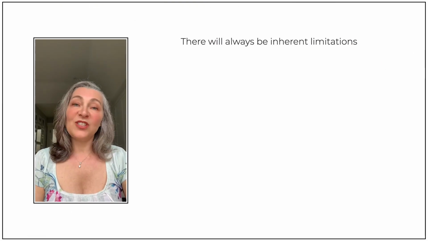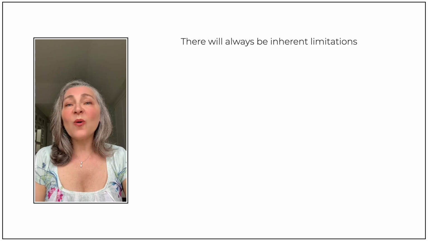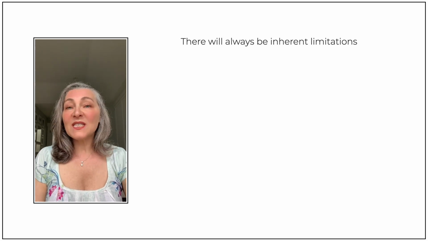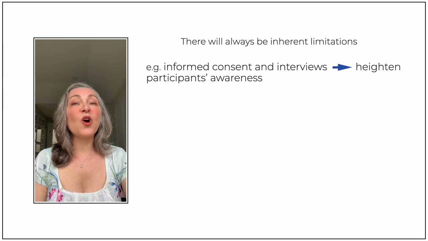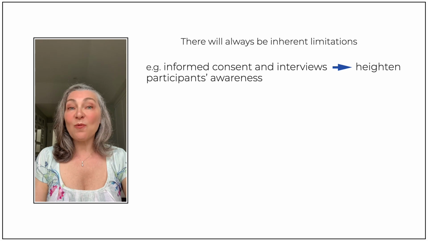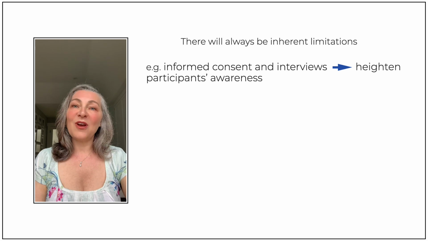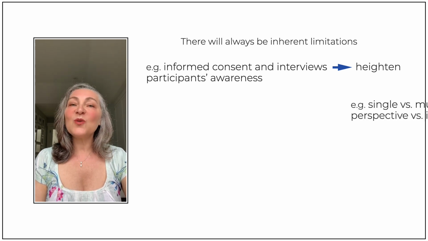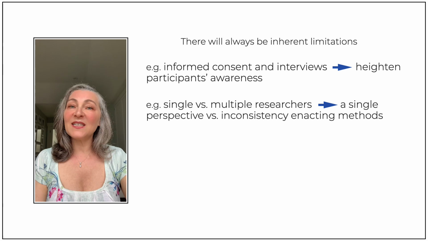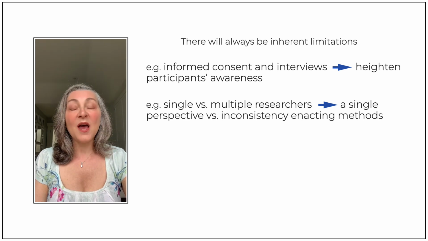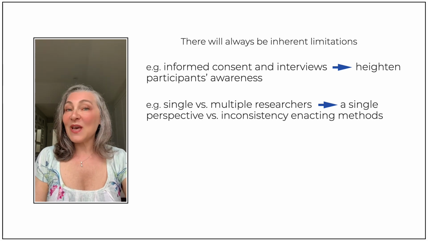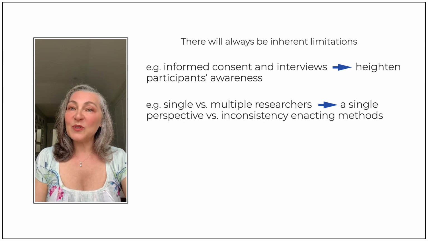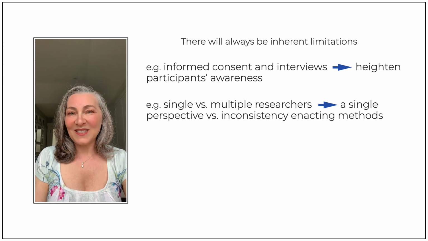Despite these and other strategies you might know of, limitations will always exist with qualitative studies. For example, informed consent and interview questions may heighten participants' awareness of their conduct, behaviors, and practices, such that what researchers observe and the answers given to their questions may not be entirely authentic. Additionally, a single researcher minimizes the potential for inconsistencies in how methods are enacted, but risks missing alternative perspectives and insights. Multiple researchers, however, are able to gain alternative perspectives and insights, but risk inconsistency.